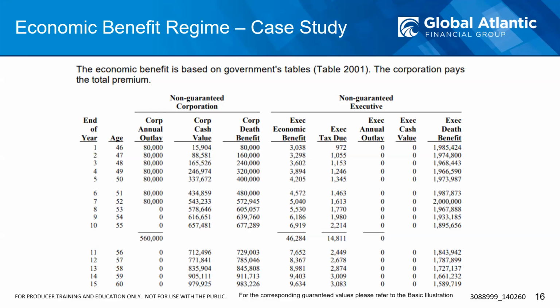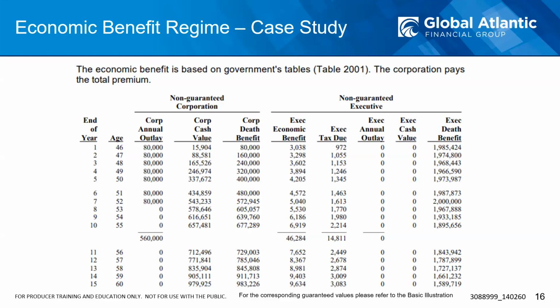Now how do you determine that economic benefit there in that first column under executive? That's based on the Table 2001 rates. We have those available on our website. The government has basically said this is what the value of $2 million of insurance for a 46-year-old is. The government has created that table.